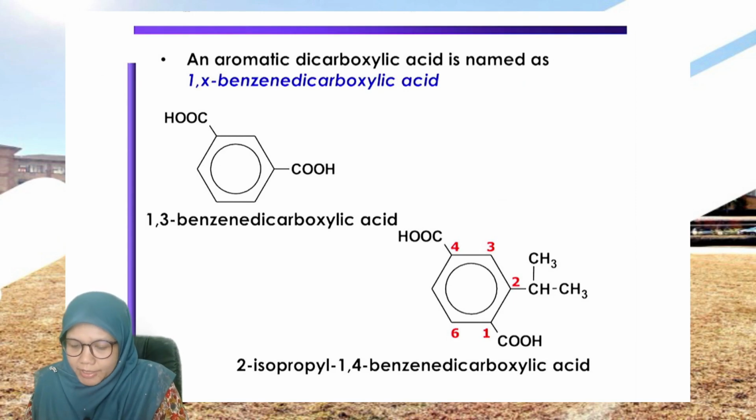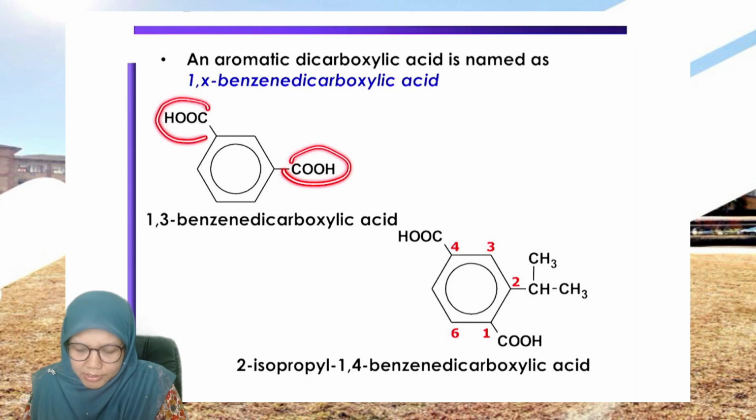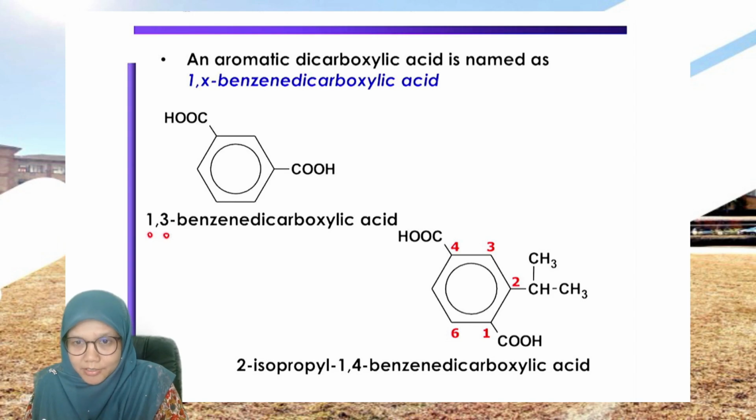An aromatic dicarboxylic acid is named as 1,X-benzene dicarboxylic acid, where X refers to position of the second carboxyl substituent on benzene. Example, we have carboxyl group at carbon number 1, 2, 3. So, position of carboxyl is at carbon number 1 and carbon number 3. So, name of this compound is 1,3-benzene dicarboxylic acid. Di refers to two carboxyl groups.